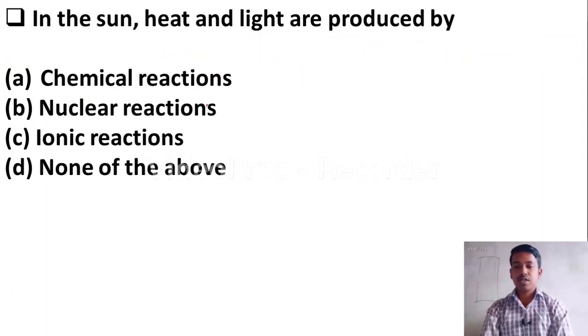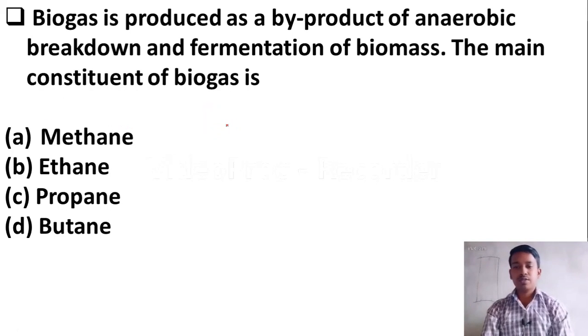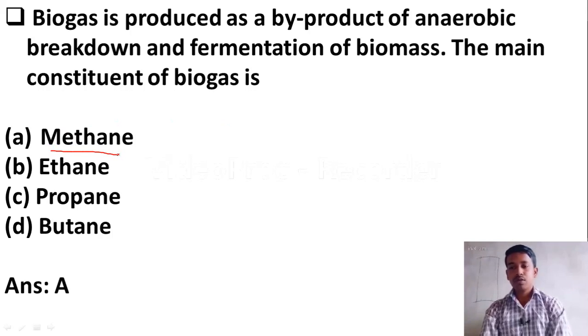Let us move to the next question. In the sun, heat and light are produced by option A chemical reactions, option B nuclear reactions, option C ionic reactions, option D none of the above. Here the correct answer is option B, nuclear reactions. The next question is: biogas is produced as a byproduct of anaerobic breakdown and fermentation of biomass. The main constituent of biogas is option A methane, option B ethane, option C propane, option D butane. Here the right answer is option A, methane.